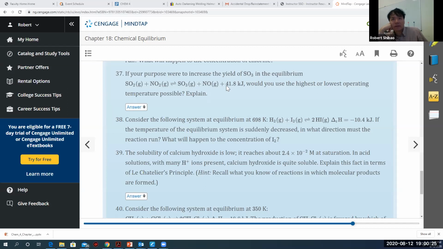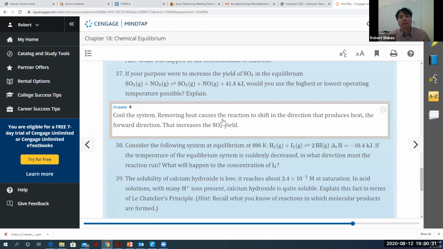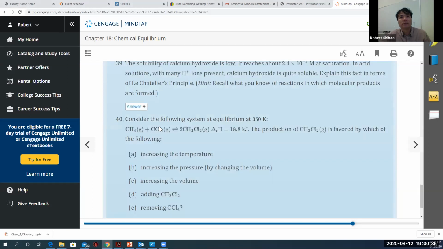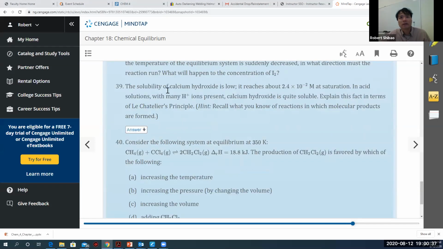Decrease the temperature? Yep, that's correct. That's good, Dana. Decrease the temperature, cool the system. The solubility of calcium hydroxide is low. It reaches about 2.4 times 10 to the minus 2 molar at saturation.